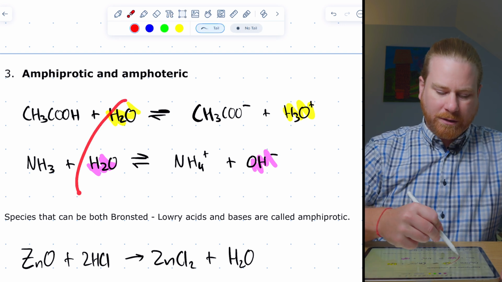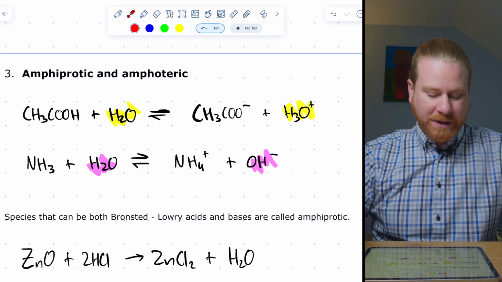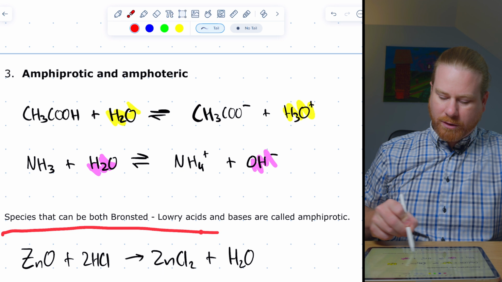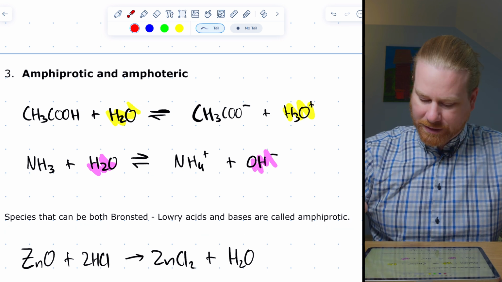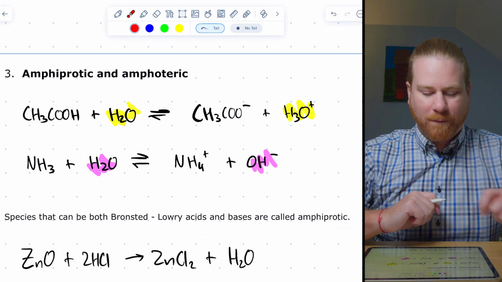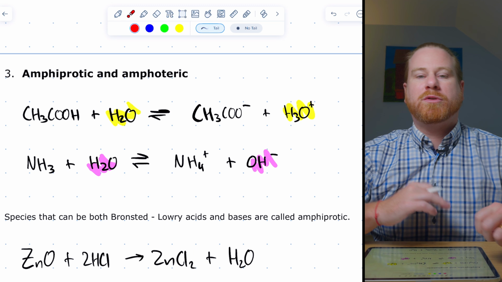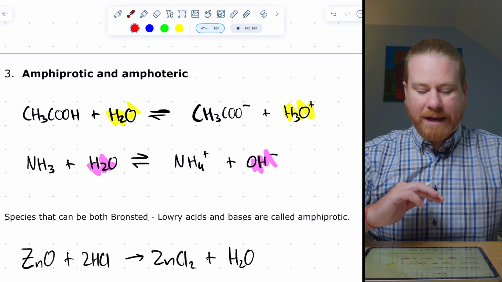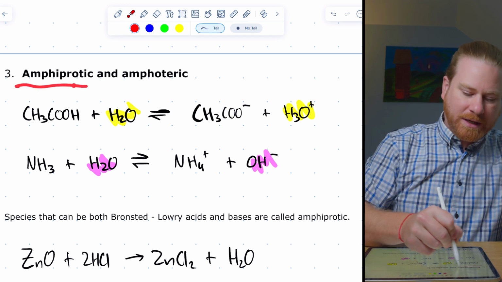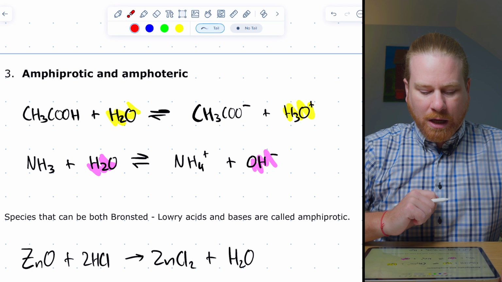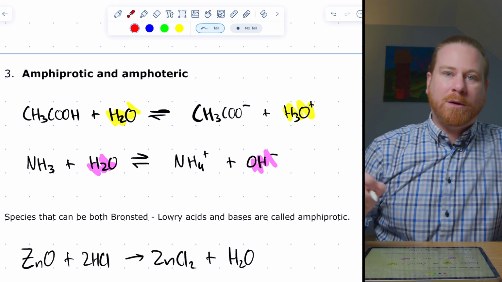So a species that can do both, can be both a Brønsted-Lowry acid and a base, is called amphiprotic. Something that can both donate and also gain a proton is amphiprotic. Okay, and now on to our last word.